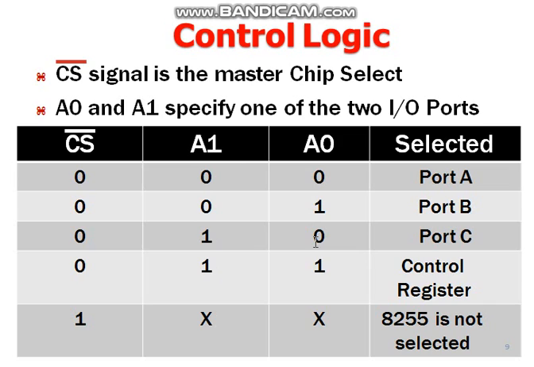A1 is 1, A0 is 0, port C will be selected. When both are 1, the control register will be selected, which means what control I am going to do, so that control register will be selected. When chip select is 1, the chip is not selected, which means that whatever input you give for your A1 and A0, no operation will happen in your 8255.